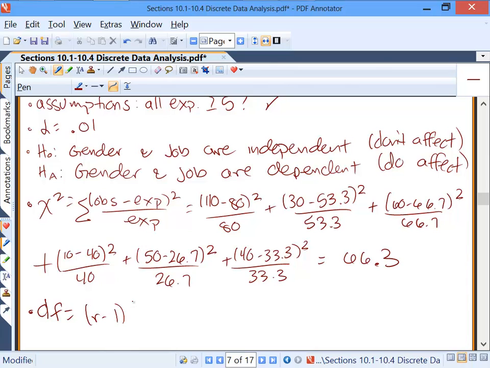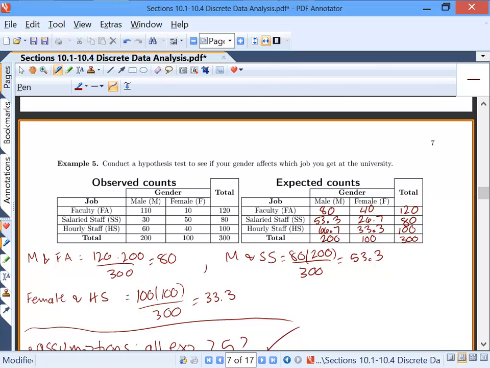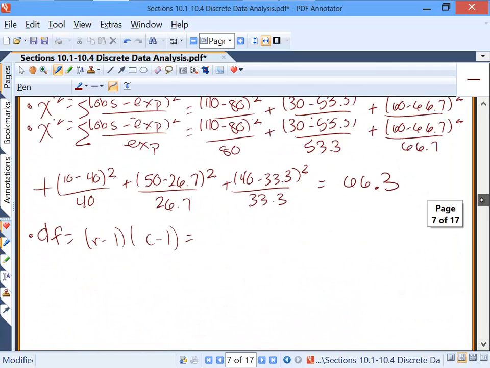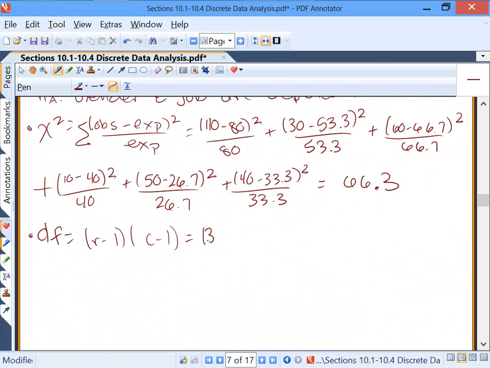Now let's find our degrees of freedom. So it's r minus 1 times c minus 1. Remember, r and c are the number of rows and columns, and we don't count the totals. So when you look at your table here, we have 1, 2, 3 rows and 2 columns. So 3 rows minus 1 times 2 columns minus 1 gives me 2 times 1, or 2. So we have 2 degrees of freedom.